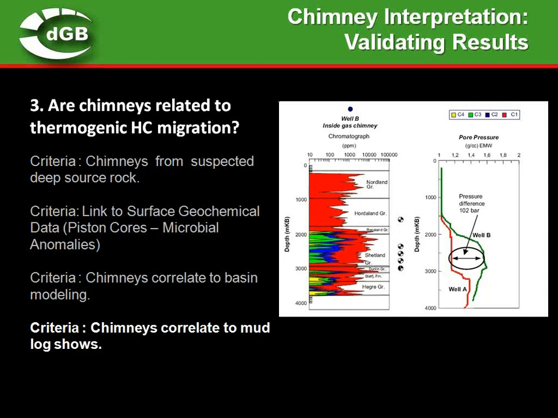And this is very common. These examples from the North Sea, we see an increase in C2 through C5 in the chimney itself, an increase in pressure, and we can correlate that to the example of our gas cloud or gas chimney.